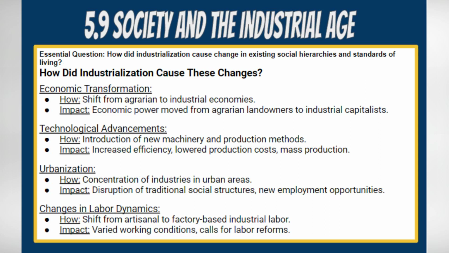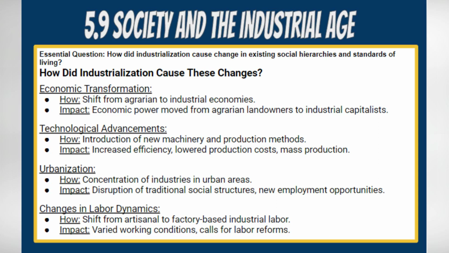3. Urbanization. How the concentration of industries in urban areas led to mass migrations from rural to urban settings. Impact: this shift disrupted traditional social structures, created new employment opportunities, and contributed to the emergence of a more diverse and dynamic social environment.